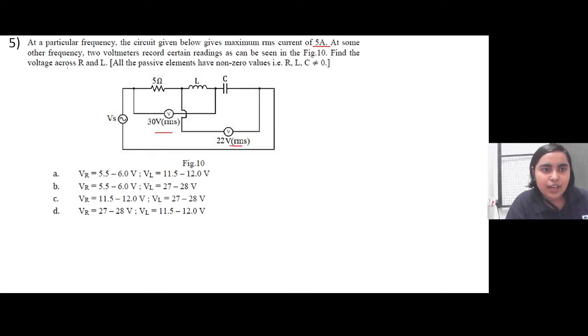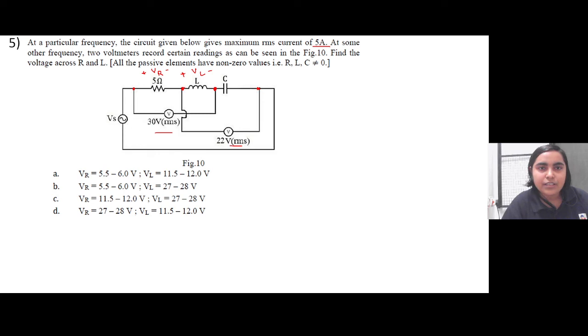Find the voltage across R and L. All the passive elements have non-zero values. So we have to find this voltage and this voltage, provided there are two conditions given. At some random frequency, we have the voltage across the resistor and the inductor, and we have the voltage across the inductor and the capacitor given.